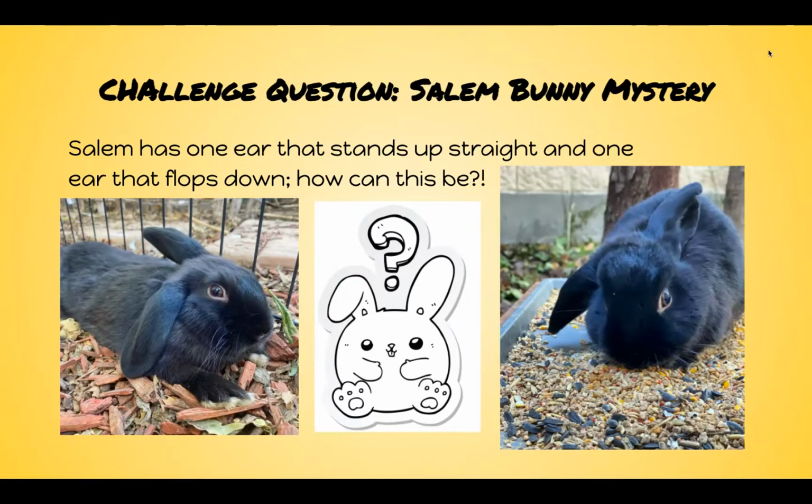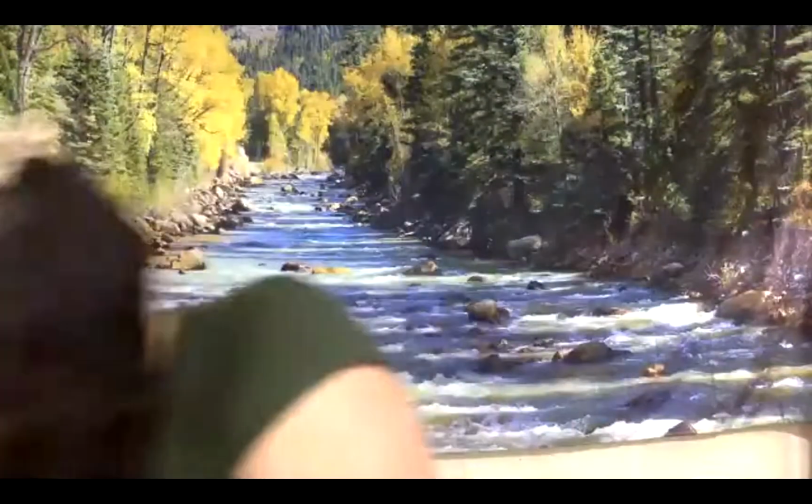So Salem is a bunny that has one ear that stands up straight and tall and one ear that is locked, so it flaps down. How can this be? And I'm gonna let you get a good look at him before I send you away.